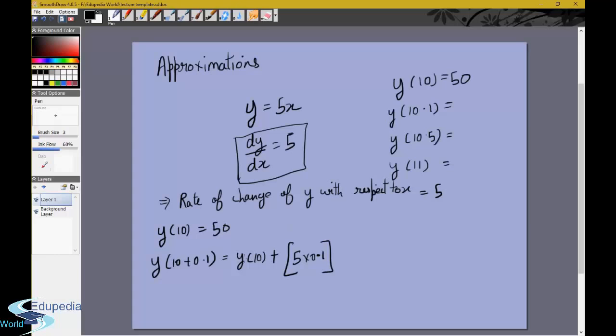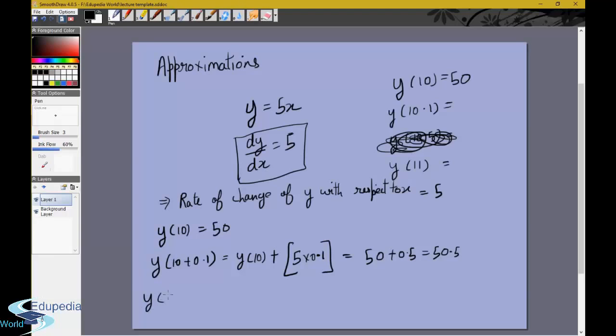Right. So we will say y of 10 plus 0.1 is simply y of 10 plus 5 times 0.1, which comes out to be 50 plus 0.5, which is 50.5. And because this is such a simple function, we already knew the value of 10.1, that had to be 50.5. Right. Let's just remove the second case because we just need to do the third one to be able to understand it properly.